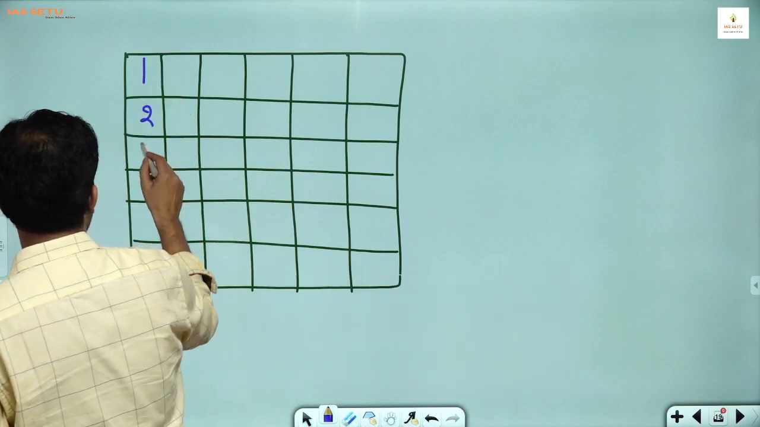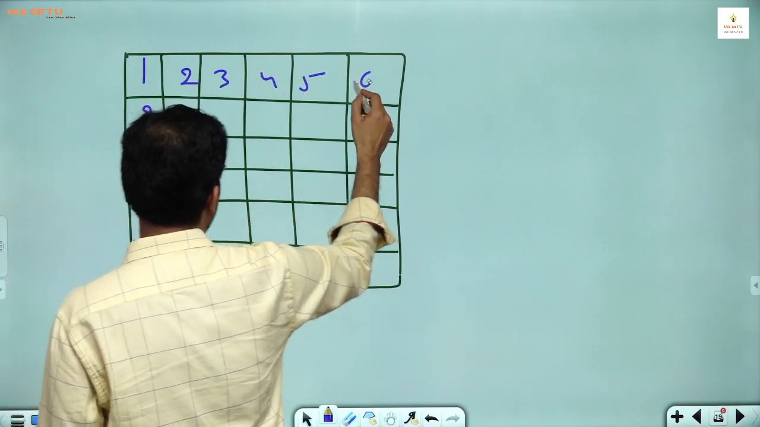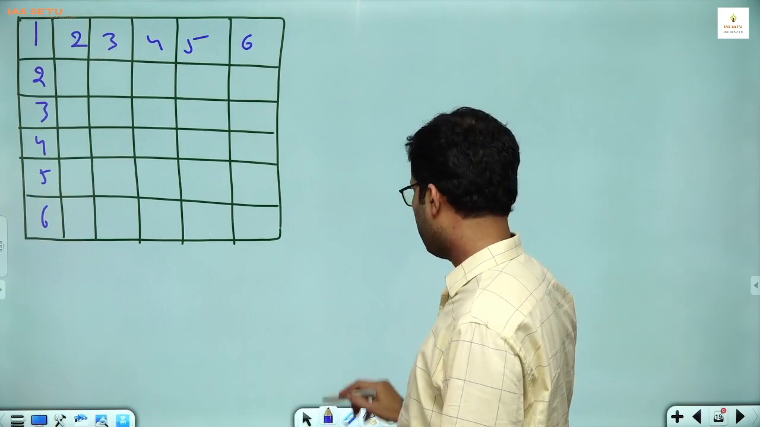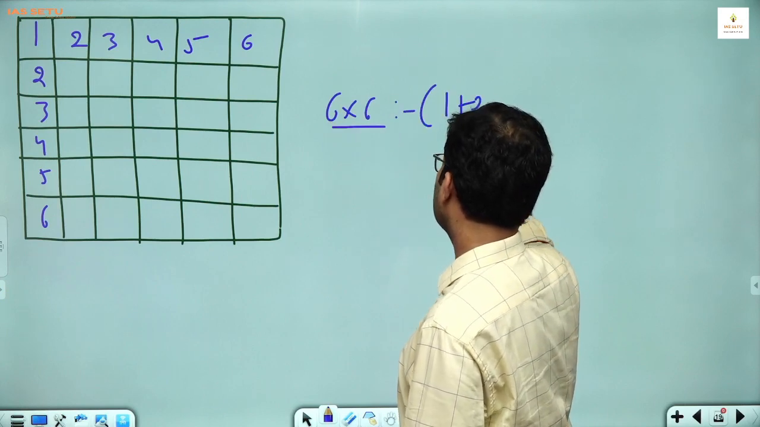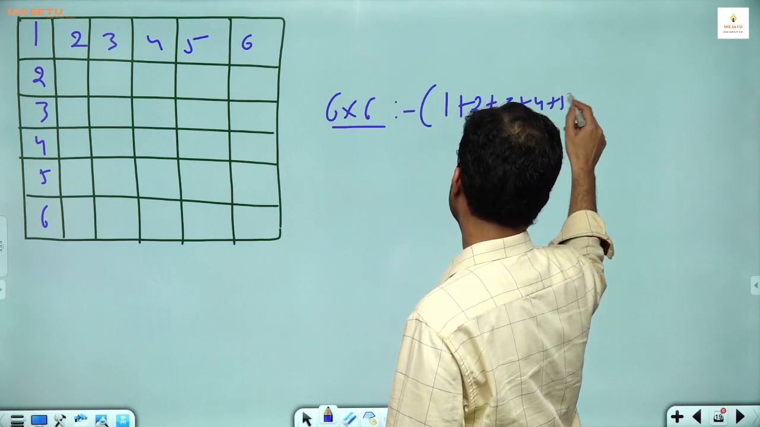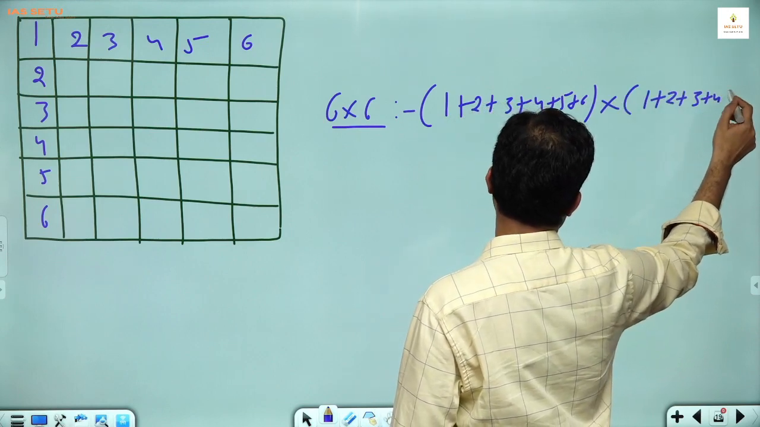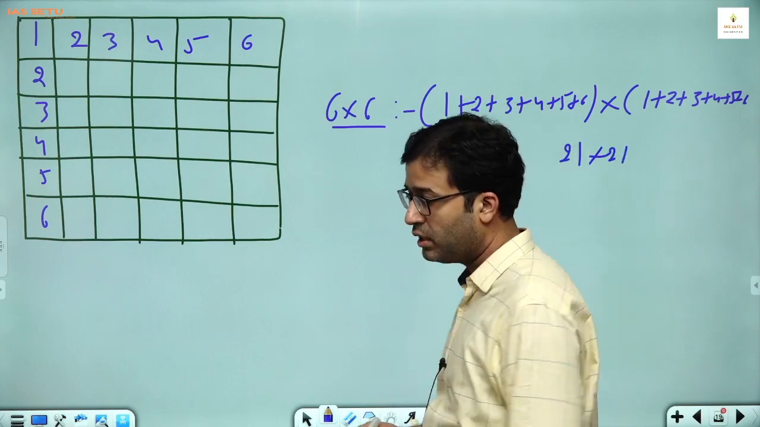This is 1, 2, 3, 4, 5, 6. Now this is a 6 by 6 figure. Bracket start 1 plus 2 plus 3 plus 4 plus 5 plus 6 into second bracket start 1 plus 2 plus 3 plus 4 plus 5 plus 6. This is 21 into 21.